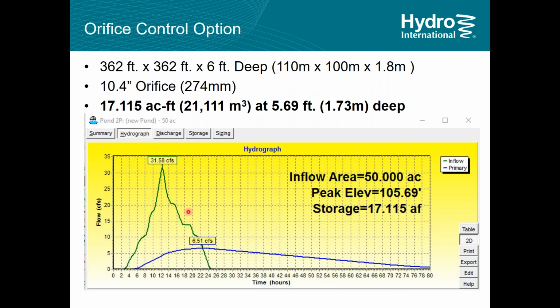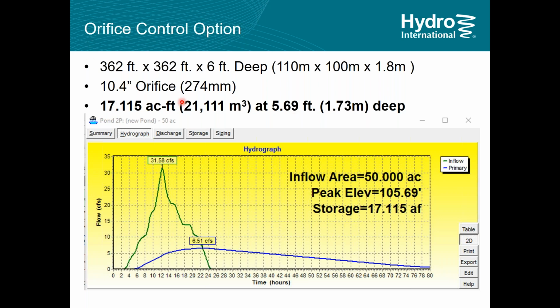And again, I can go back and redo my modeling and look at an orifice control, assuming that we've got, say, 5 or 6 feet of depth available, it's a fairly shallow site. I redo my calculations based on that and come up with a footprint area, and I size my pond and I end up with this pond that's roughly 17.15 acre feet, 5.69 feet deep, and it has an outlet control roughly of a 10.4 inch orifice.